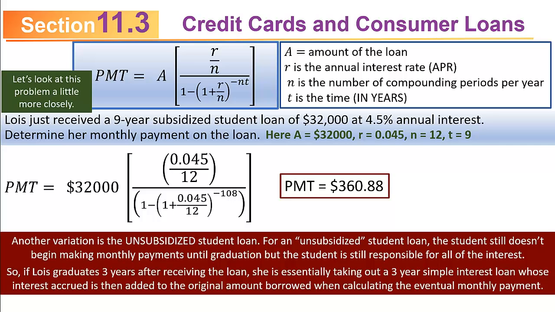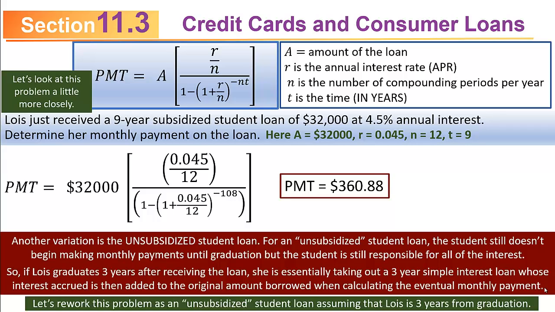So it's like a loan. And in this case, a simple interest loan. So you have to treat it that way. So if it's an unsubsidized loan, let's go back and do the calculation there.